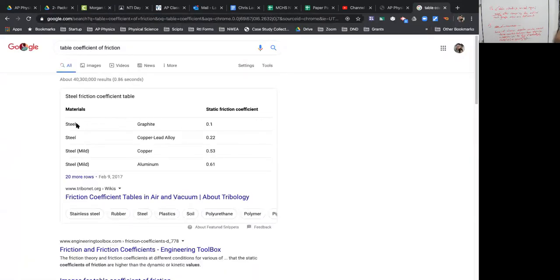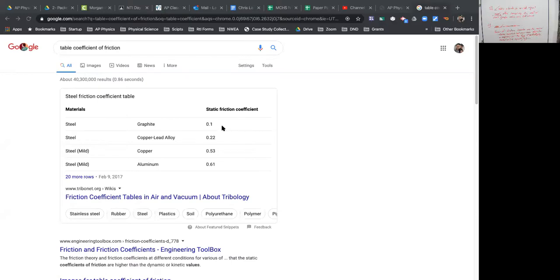All right, the coefficient of friction of steel on graphite is 0.1, steel on copper-lead alloy 0.22, steel on copper... Okay, the value does not depend on the mass. So I know that coming in that it's not going to depend. Like we're saying, it does not depend on the mass of these objects. It's going to be the static coefficient of friction no matter what.